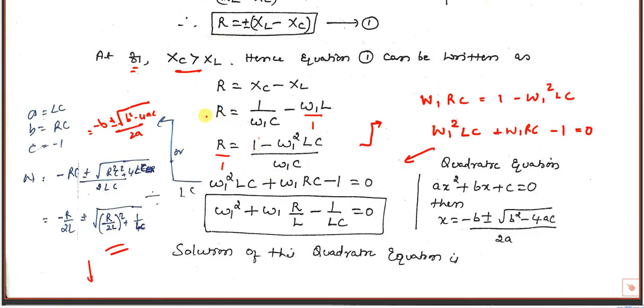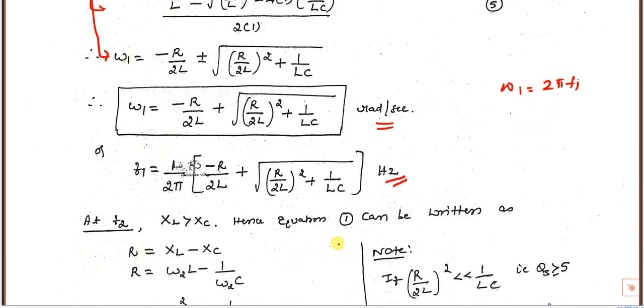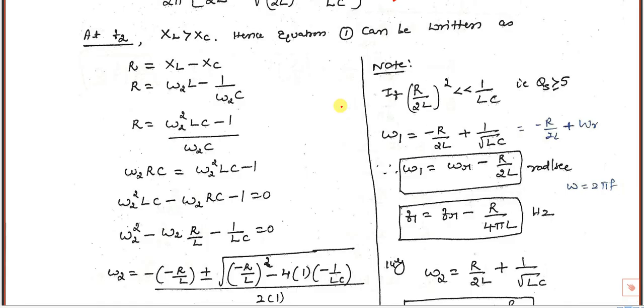So we got an expression for F equal to F1. We considered X greater than XL at this point. Similarly, you have to derive the expression for F2 or omega 2 by considering another frequency, F2. Now instead of XC greater than XL, we have to consider XL greater than XC. So the same derivation you have to do one more time at F2, where XL is greater than XC.